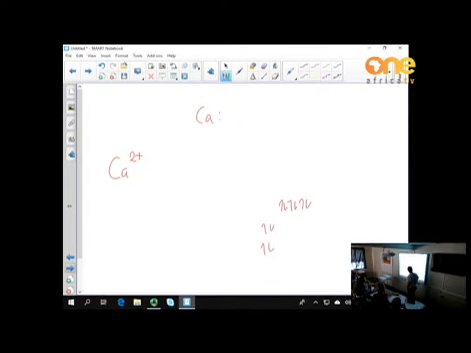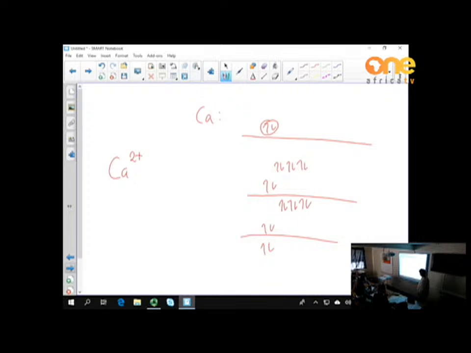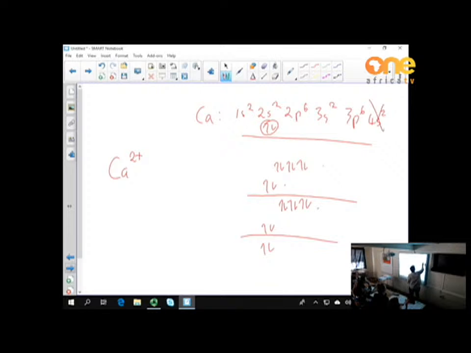Are you with me? Okay. So, 1, 2, we've got 10, 11, 12, 13, 14, 15, 16, 17, 18, 19, 20. Okay. So for calcium, the metal, it is going to be 1s2, 2s2, 2p6, 3s2, 3p6, 4s2. But the calcium ion, because it loses its outer shell electrons.